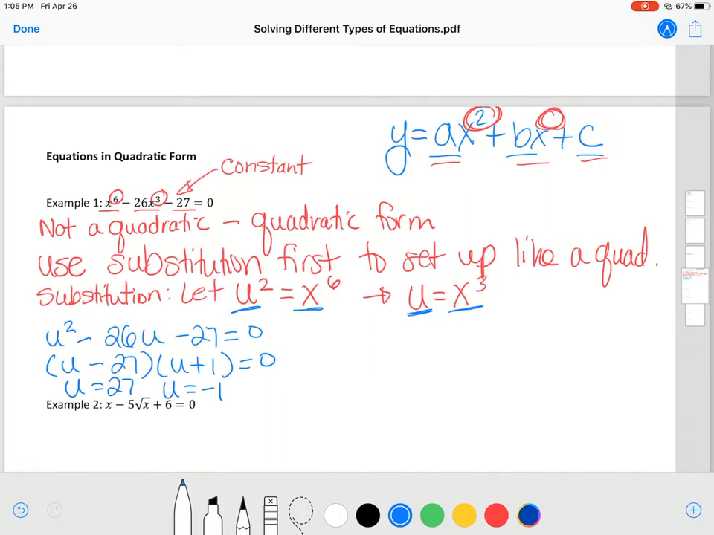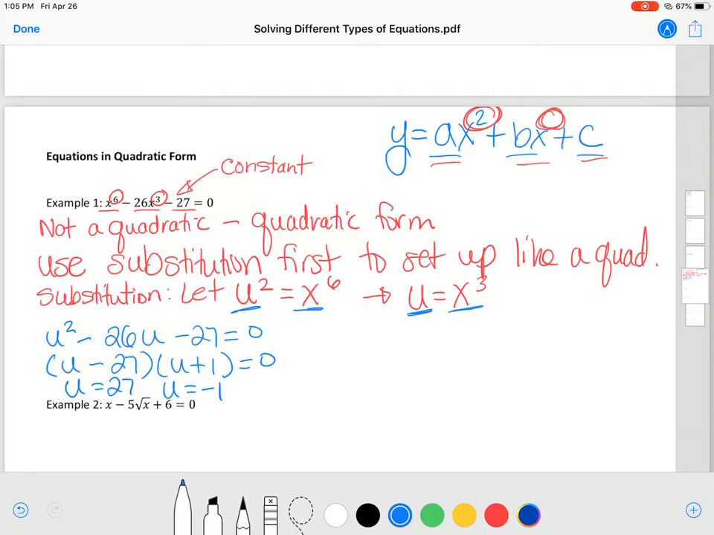But here's the thing. This is where some students make a mistake. They think they're done. This is not the answer. We're saying that u is 27 and u is negative 1. But the question is asking us to solve for x, not u. And we did a substitution. So although we're almost there, we're not completely finished. We still have to go back in and figure out what x is.